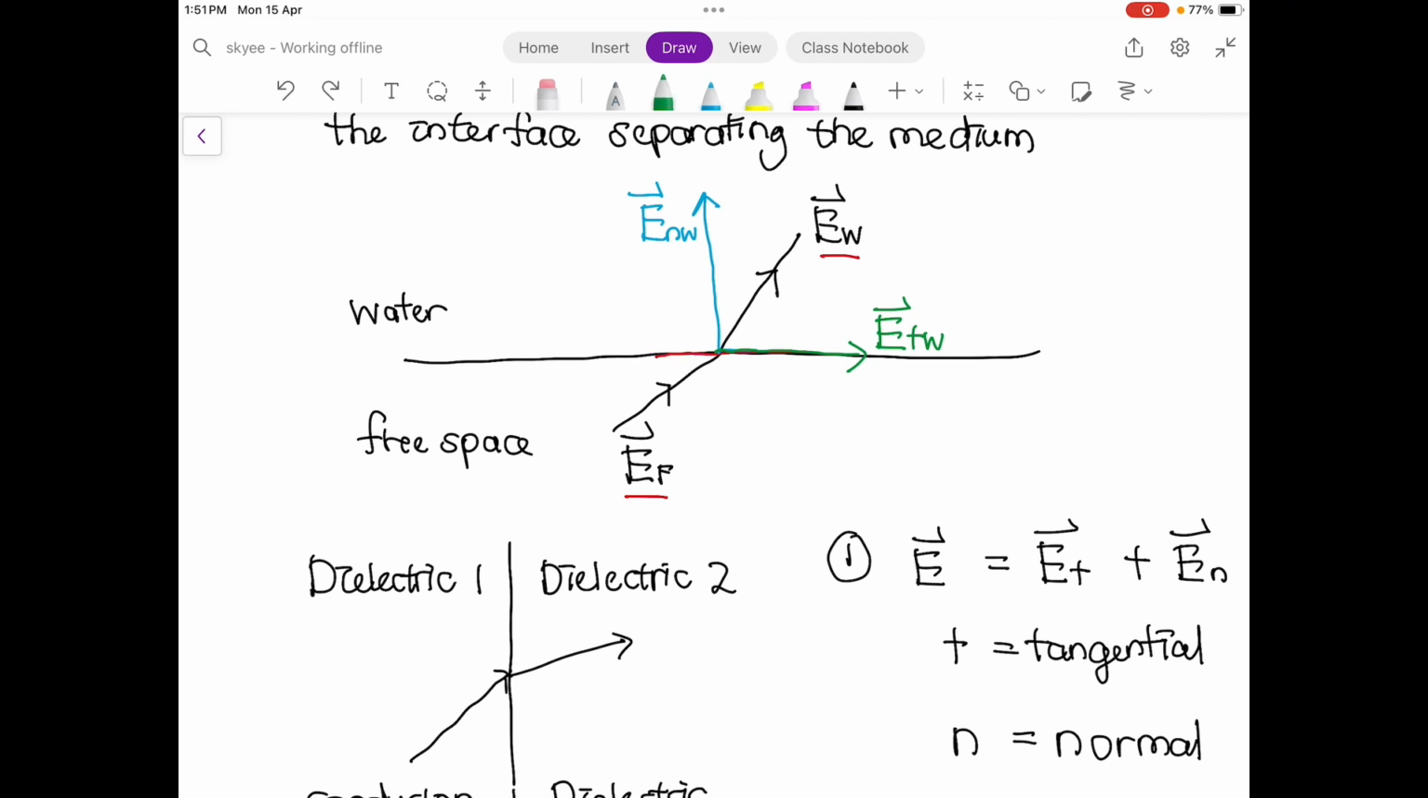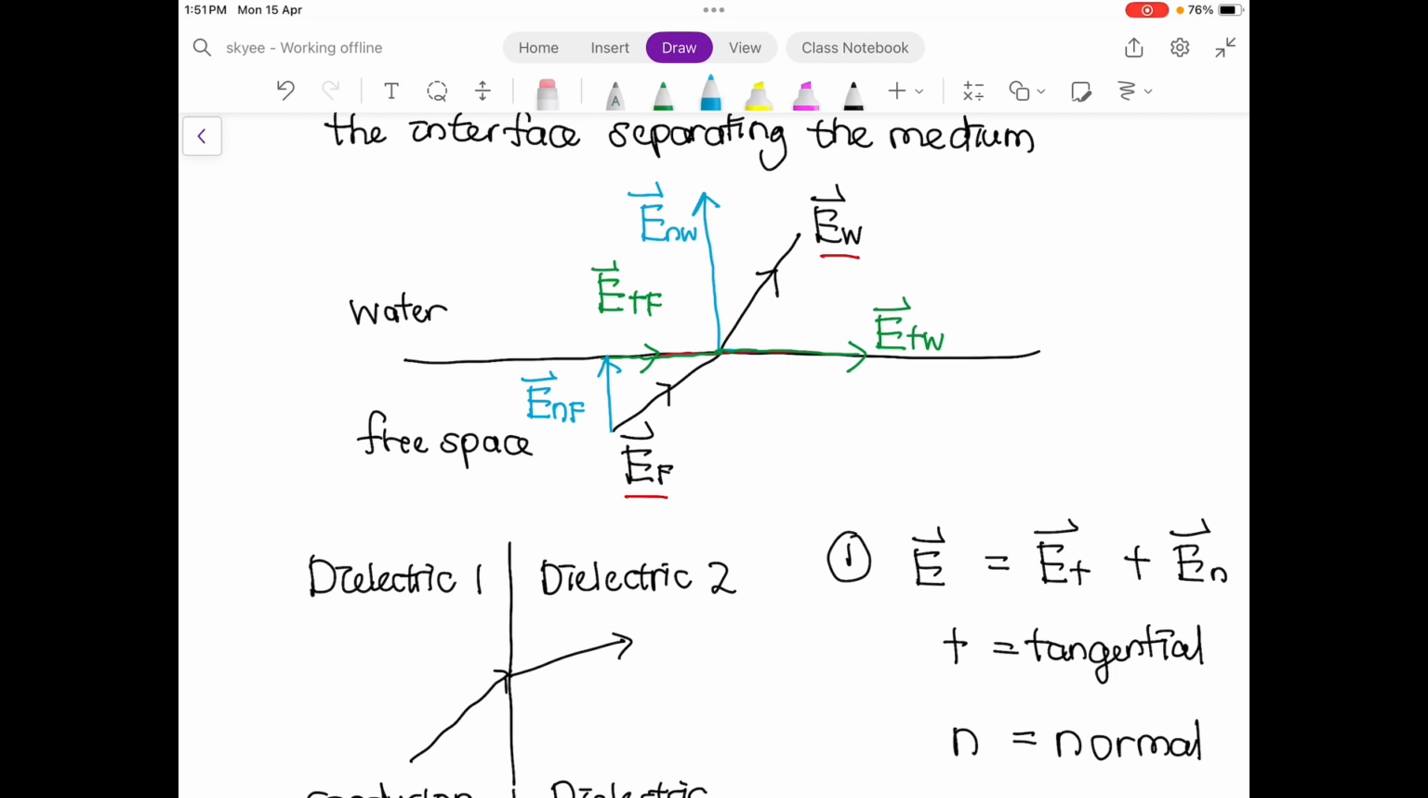Tangential components. Okay, tangential component, E tangential in free space. And also the normal component, E normal component in free space. So you can split the electric field into two components over here.